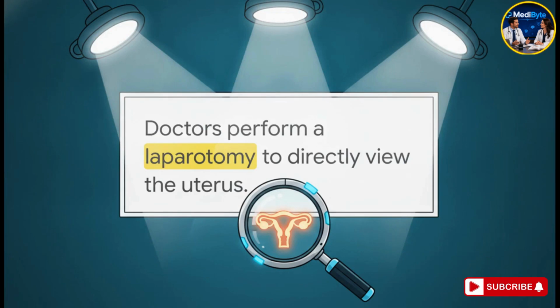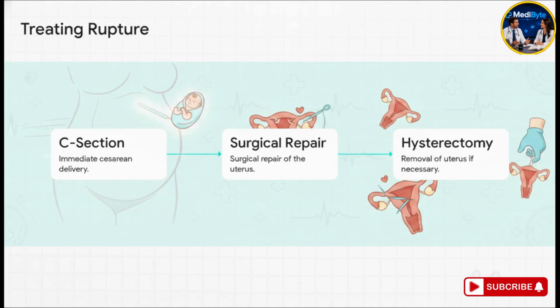For a suspected uterine rupture, doctors need immediate visual confirmation. To get it, they perform what's called a laparotomy. It's an abdominal incision that allows the surgical team to directly view the uterus and pinpoint the exact location of the tear. Once that rupture is confirmed, the absolute first priority is getting the baby out safely via an immediate C-section. With the baby delivered safely, the focus shifts entirely to the mother, performing a surgical repair of the torn uterus. However, I should mention, if the damage is simply too severe to repair safely, a hysterectomy, which is the complete removal of the uterus, is sometimes necessary as a life-saving measure.